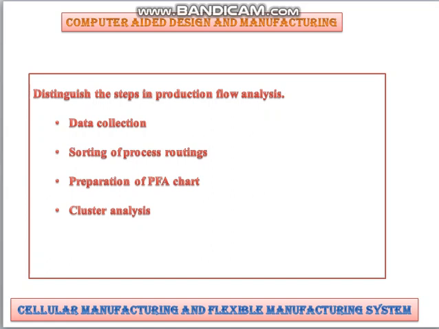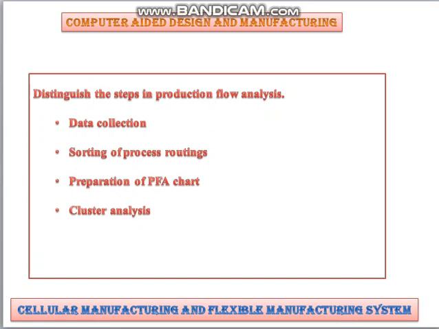Today, in this video, in our computer-aided design and manufacturing subject, let us discuss some important topics on cellular manufacturing and flexible manufacturing system. The first topic is production flow analysis. Basically, production flow analysis is nothing but identifying similar work paths and classifying them into part families. This production flow analysis uses information such as part number, sequence of operation, and lot size for the processing of parts.